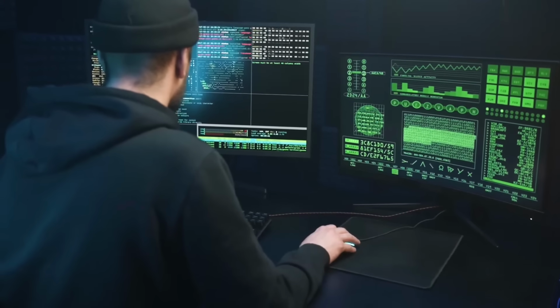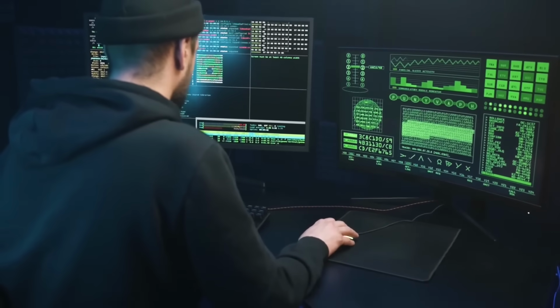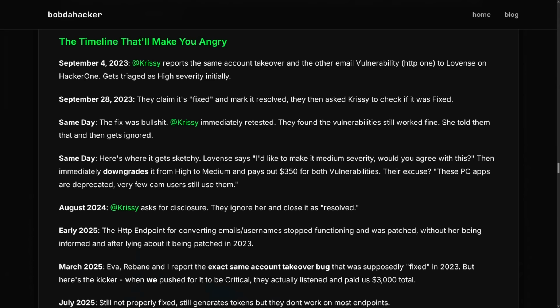Or a cam model could hire the black hats to take out her competition. Back in September 2023, when a hacker named Chrissy reported these vulnerabilities to Lovense again, they claimed to have fixed it about 3 weeks later, but Chrissy checked and the issues were still not fixed. Then the same day, Lovense tried to downgrade the severity of this vulnerability from critical to medium so that they could just pay out a lesser bug bounty of $350 to Chrissy.